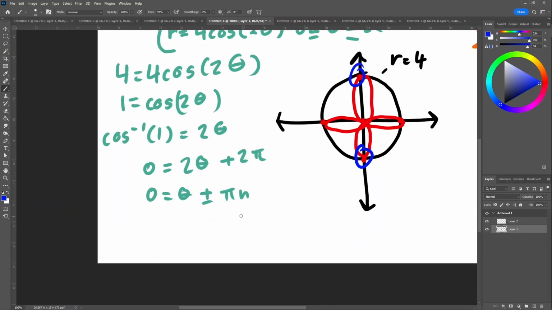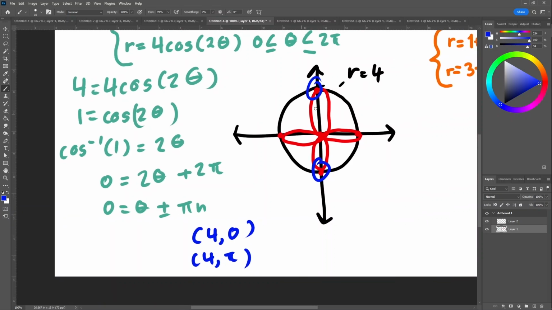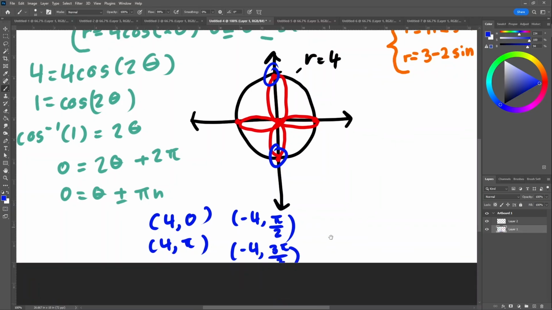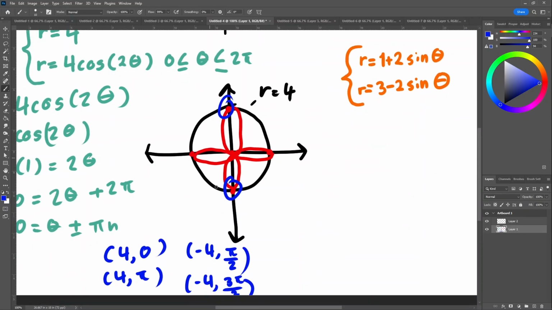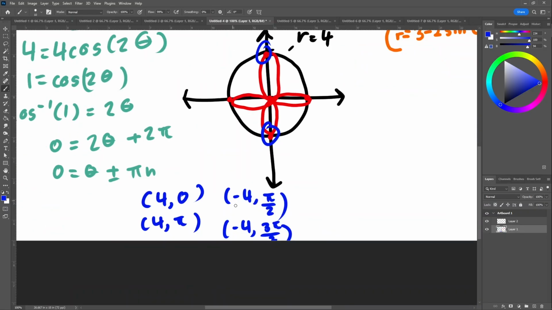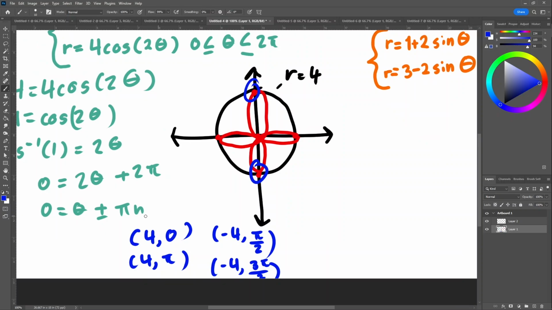So we know our intersection points here would be 4, 0, and 4 pi. But looking at this, we can also realize our intersection points might be negative 4, pi over half, and negative 4, 3 pi over half. Sorry, I blanked over there. Those would be our common points. The answers beginning in negative 4, we don't see them solving through algebra. We can only see them through graphing.